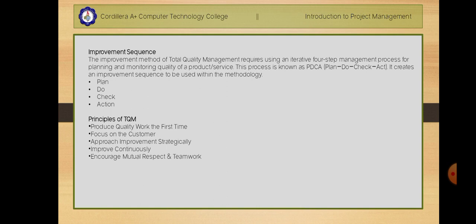Next is you have the check. So, during and after implementation, you must gather information on observed effects of the problem. So, your goal here is para ma-find out mo kung yung improvement solutions were successful. Next, for the last one, you have the action. So, yung final step natin is kailangan natin i-ensure na yung improvement process natin has been implemented. So, yung problem is successfully solved and yung product quality ay na-improve mo na.